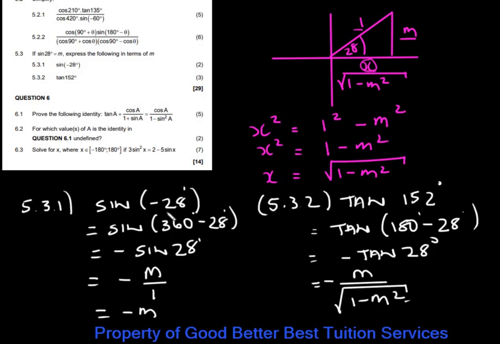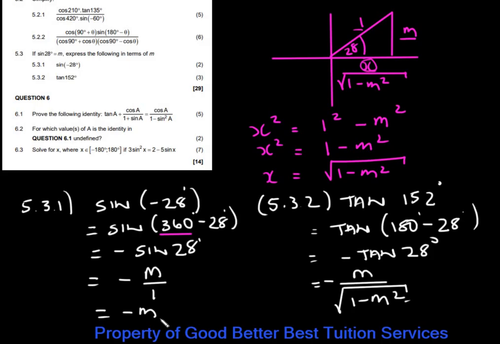So let's look at 5.3.1. Sine of negative 28. Like I said to you before, with negative angles, the easiest thing to do is to put 360 in front of it. And so there we put 360 minus 28. Which quadrant is that in? It's in the fourth quadrant. And so it will simplify to negative sine of 28. And what is negative sine of 28? You can go back to your drawing and you see its opposite over hypotenuse, which is negative m over 1, which simplifies simply to negative m.